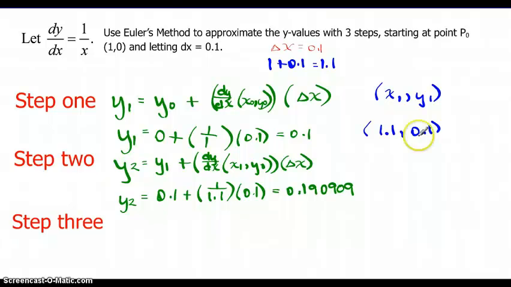Now again, I'm going to go back and I'm going to find x2, y2, because I'm going to have to plug that in to take my next step. So I was at 1.1. I took 1 additional step, which is another 0.1 horizontally. So now my x coordinate is 1.2. My y coordinate is 0.191, or however long you want to draw that out.